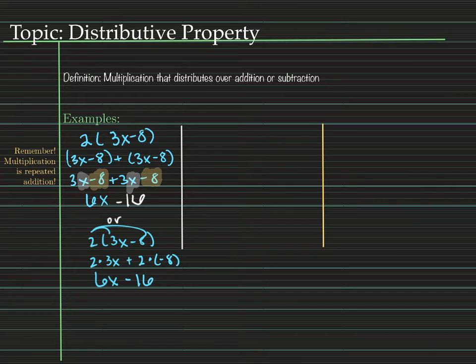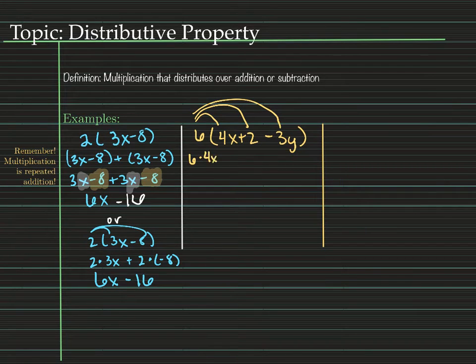Let's look at a second example. In the second example, we're going to take 6 times 4x plus 2 minus 3y. So we're going to have 3 terms that we distribute across. Now, I don't want to write 4x plus 2 minus 3y 6 times. So instead, I'm just going to distribute across.